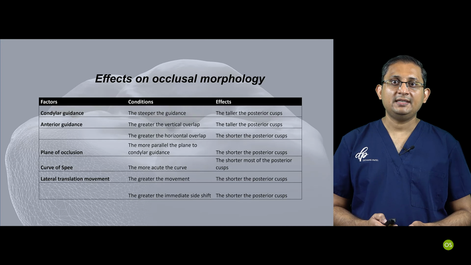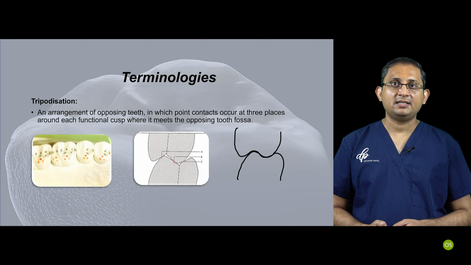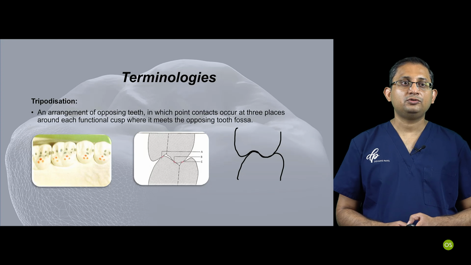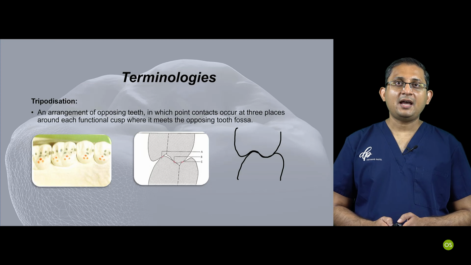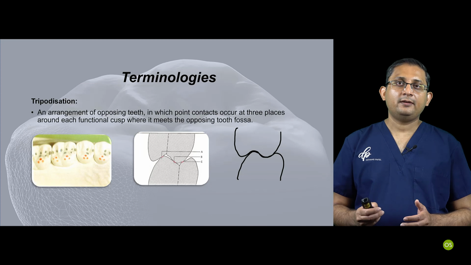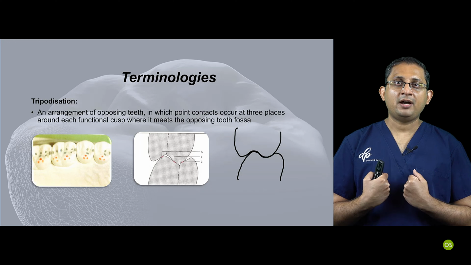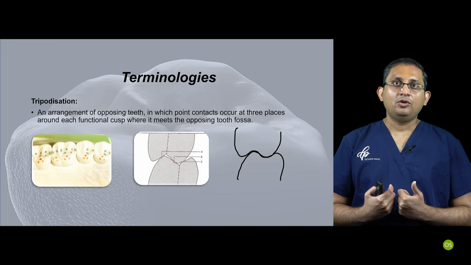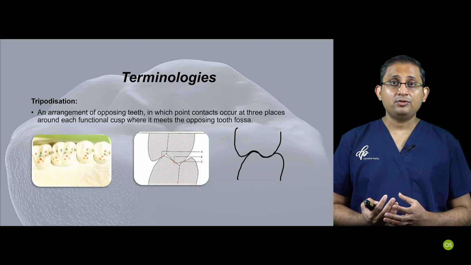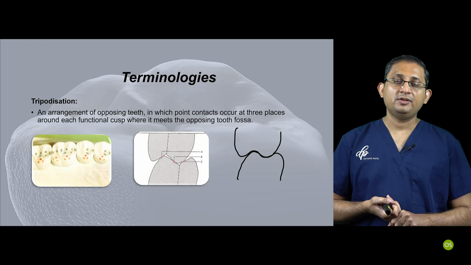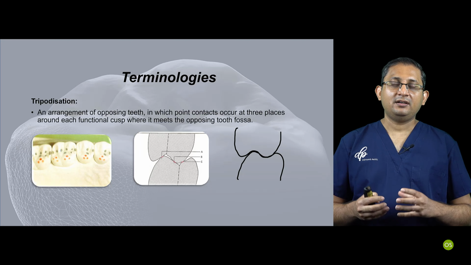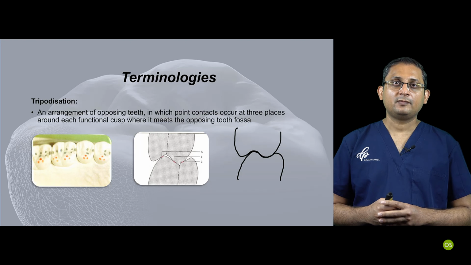Now, when we're looking at the teeth position and teeth contact, we need to understand a few terminologies associated with the teeth contacting each other. So the first one is called tripodization. When the teeth contact, you can have either one point of contact, two points of contact, or three points of contact. What has historically been taught is that if you have three points of contact, which is like a tripod, you get the best stable occlusion.